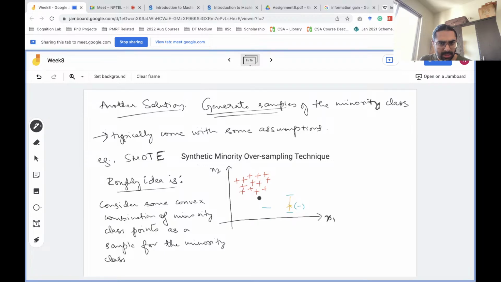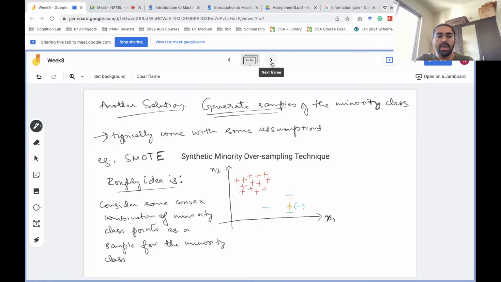We have many more methods to generate samples from the minority class, and they all come with some assumptions. Here the assumption is that there is a clear separation between the two classes, and hence any point which lies in this part of the feature space may not belong to the positive class. That's one of the assumptions in the SMOTE technique.